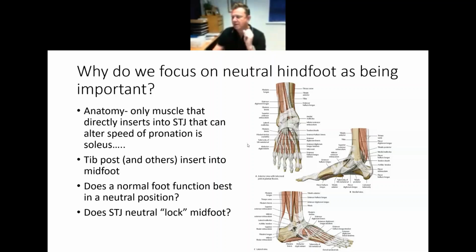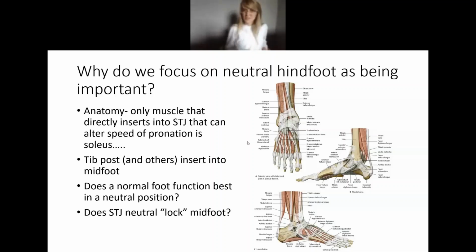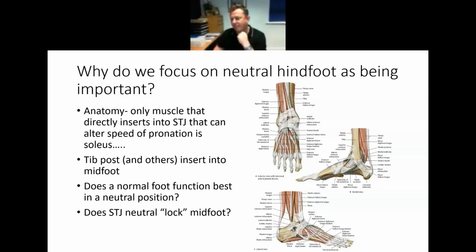Can I sum it up with one question? Yeah. So basically, correcting your hindfoot doesn't really influence that it's going to stay this way, because it's not how it ended up there, because only soleus is controlling it. So putting a heel into what you think is a neutral position doesn't mean that your muscles will hold it there, if that makes sense.